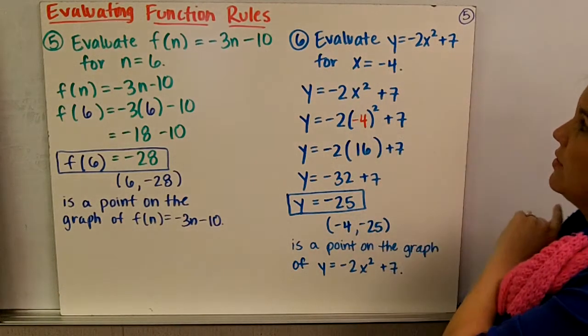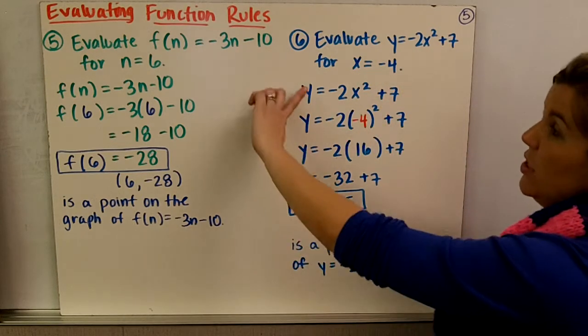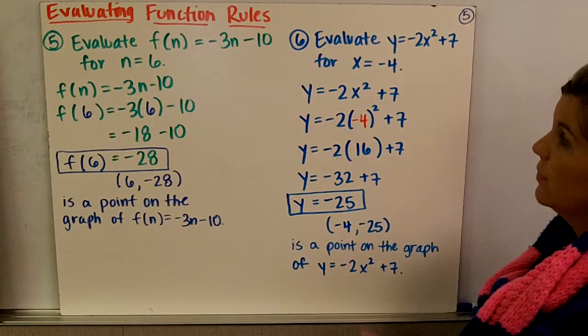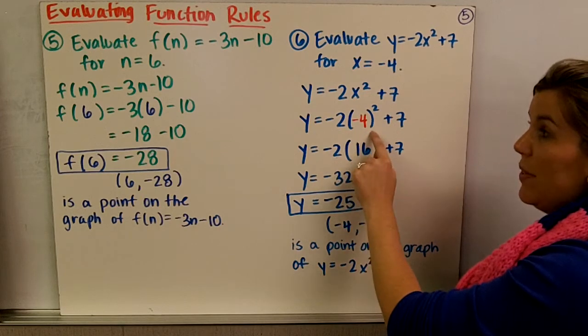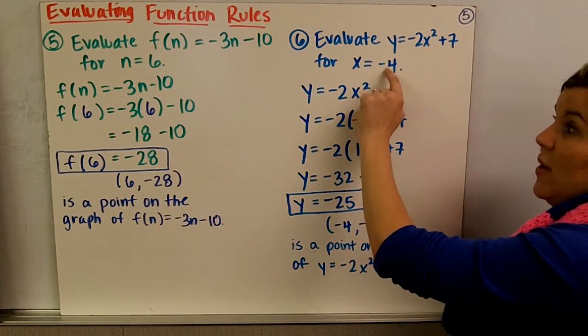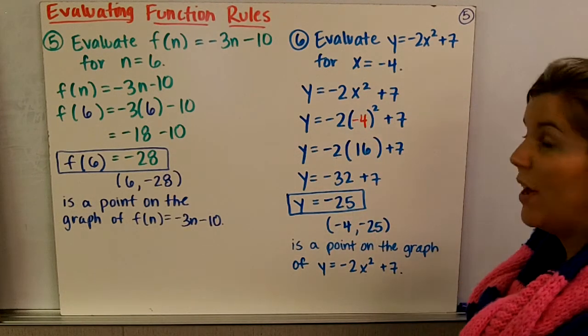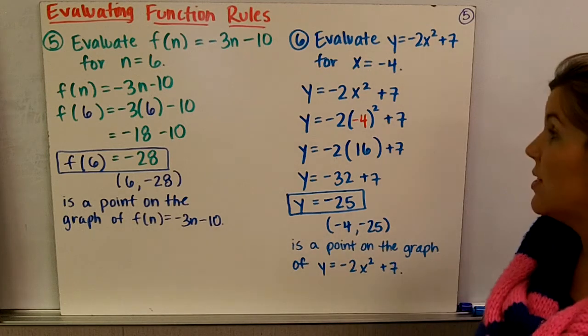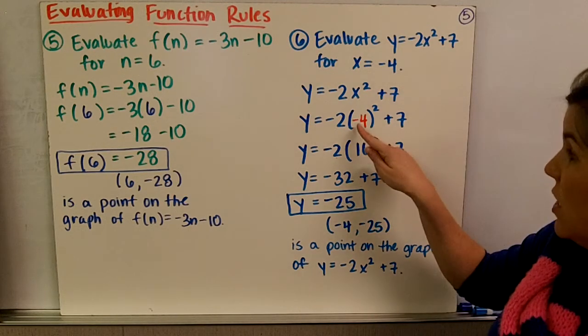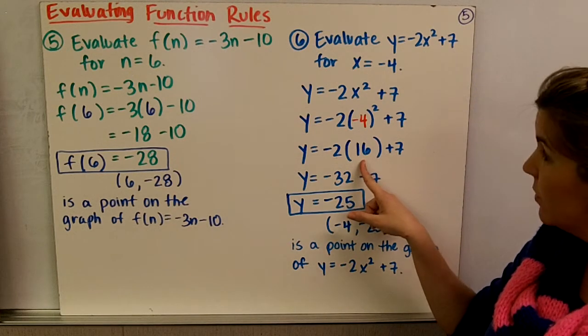Evaluate y equals negative 2x squared plus 7 for x equals negative 4. So again, I copied the function rule. Instead of x, put parentheses and put the value of x inside. So x was -4, plug in -4. And now we're going to evaluate. Remember, our order of operations says we do exponents first. So -4 squared means -4 times -4, which is 16.